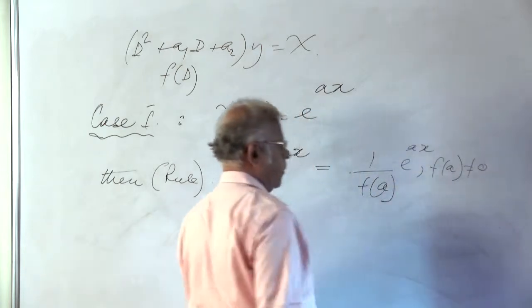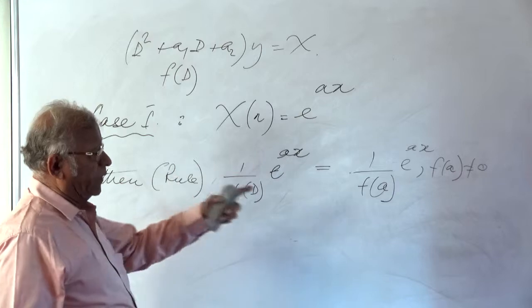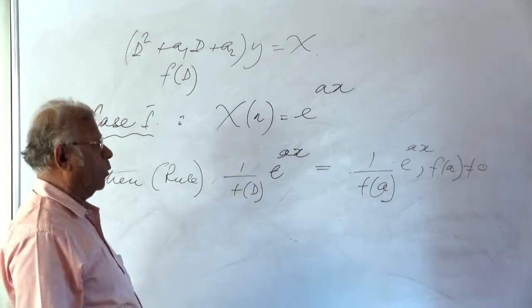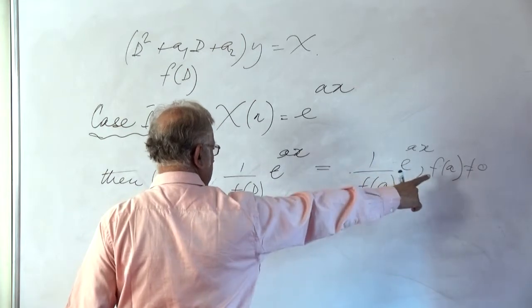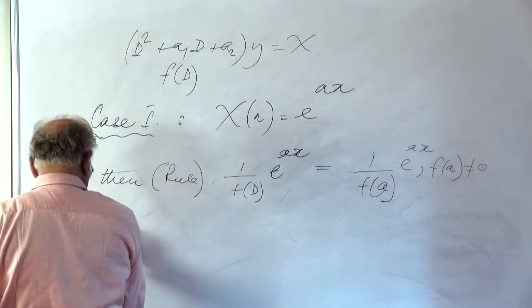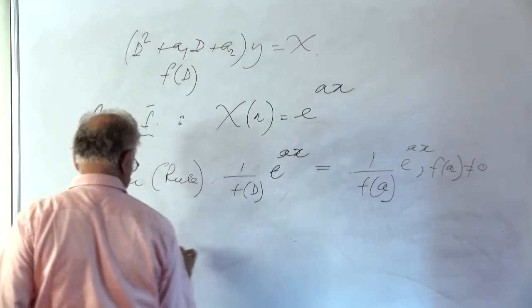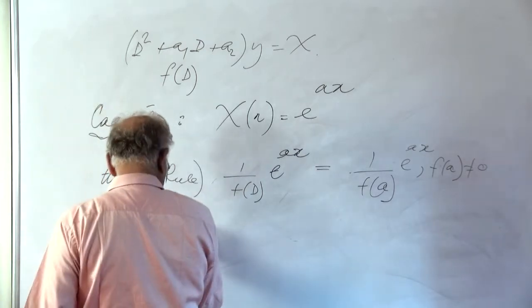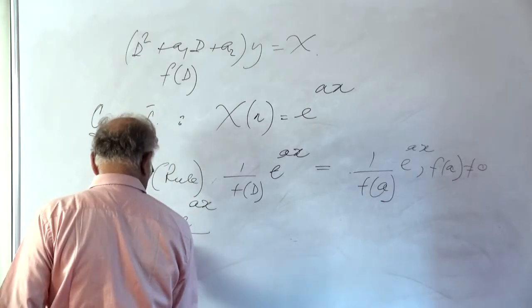That's understood. Now the question is, what happens if f(a) indeed becomes equal to 0? So we'll continue writing: if this is not equal to 0, the particular integral is x e to the power of ax over f dash a.